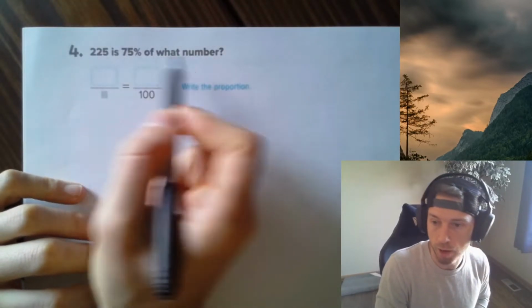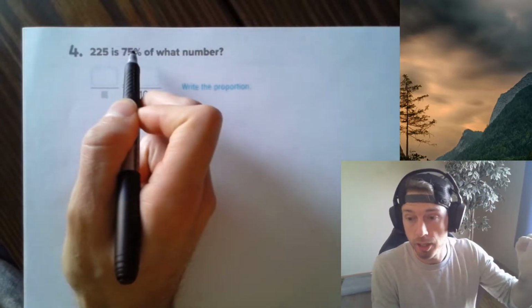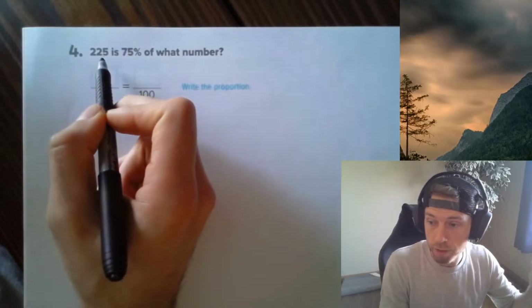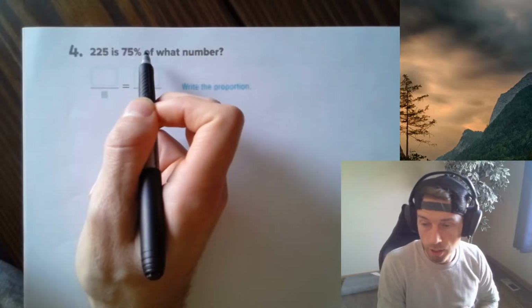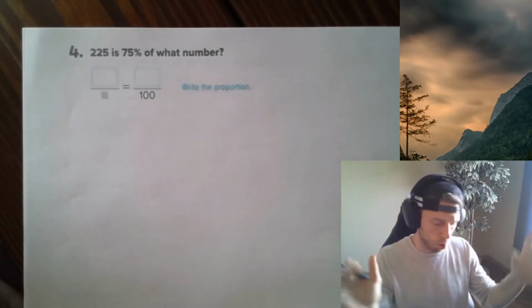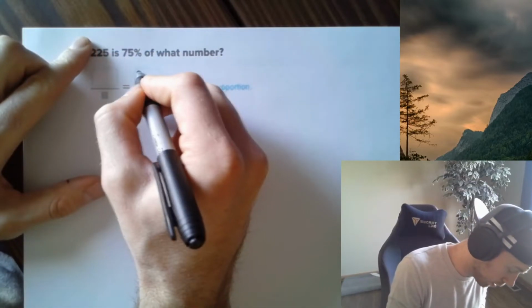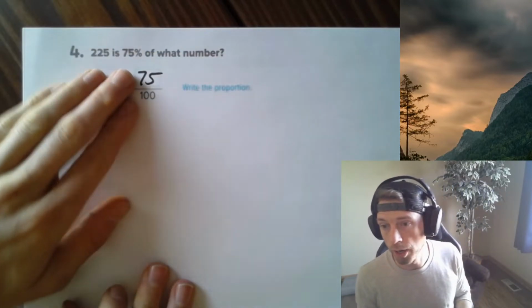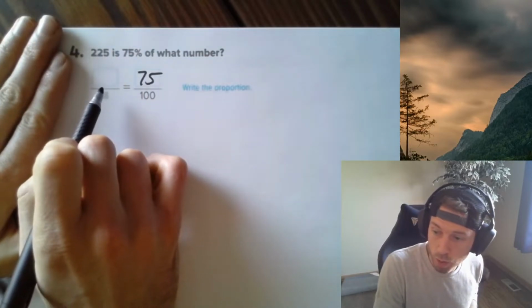225 is 75% of what number? Well, 75% is a big percentage. So 225 of something, it's going to be actually not too much more than 225, right? So 75 is a big percentage. So what we do here, let's not overcomplicate it. 75%, all percents are out of 100. So we always put that as over 100. 75% is 75 over 100. The other fraction is where it gets a little tricky.